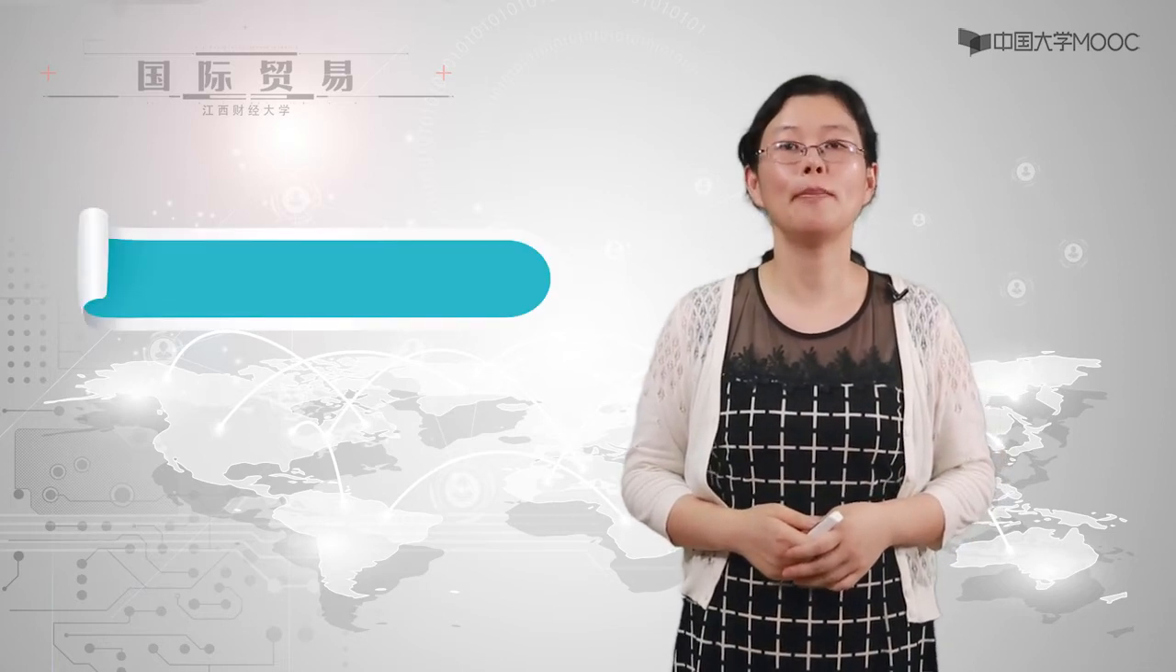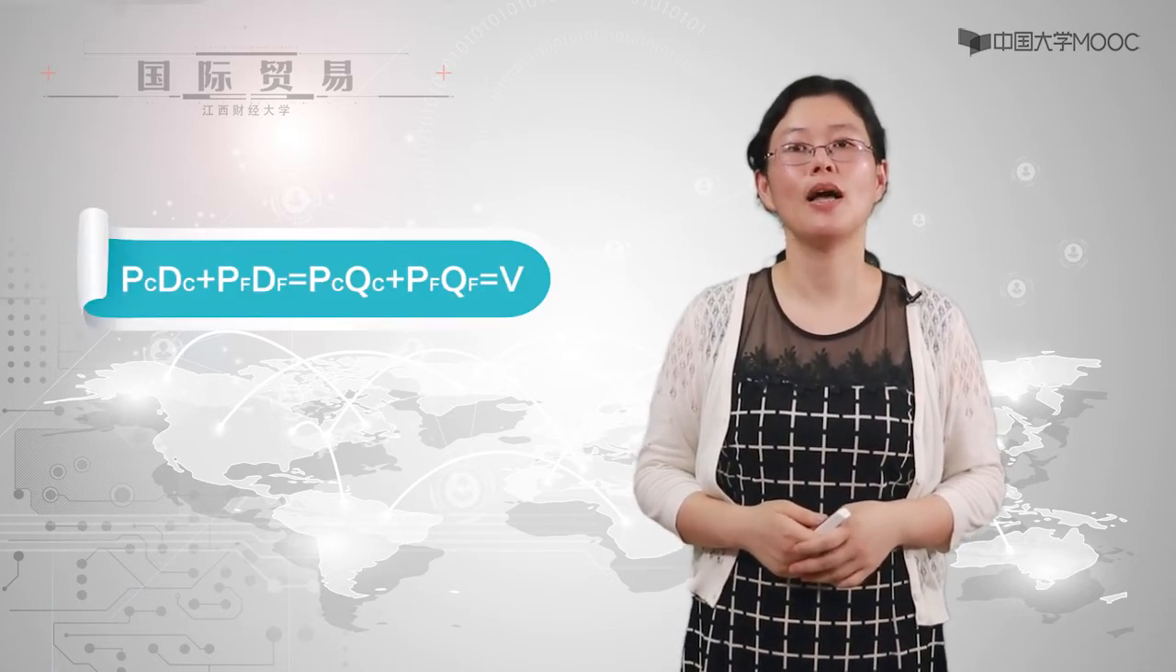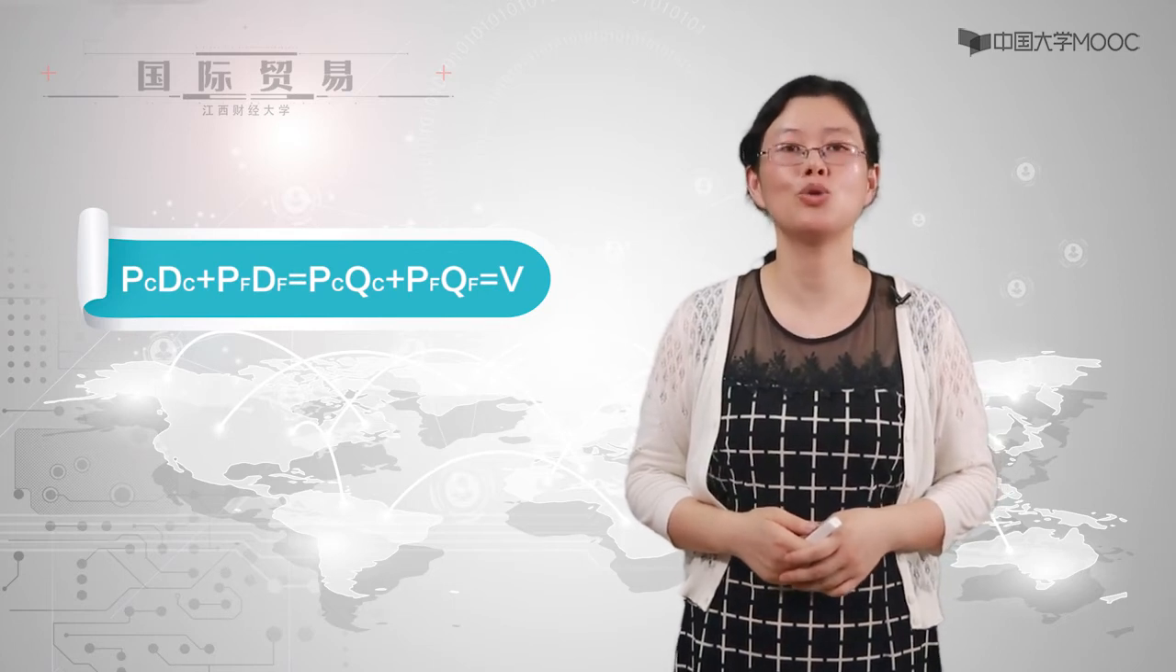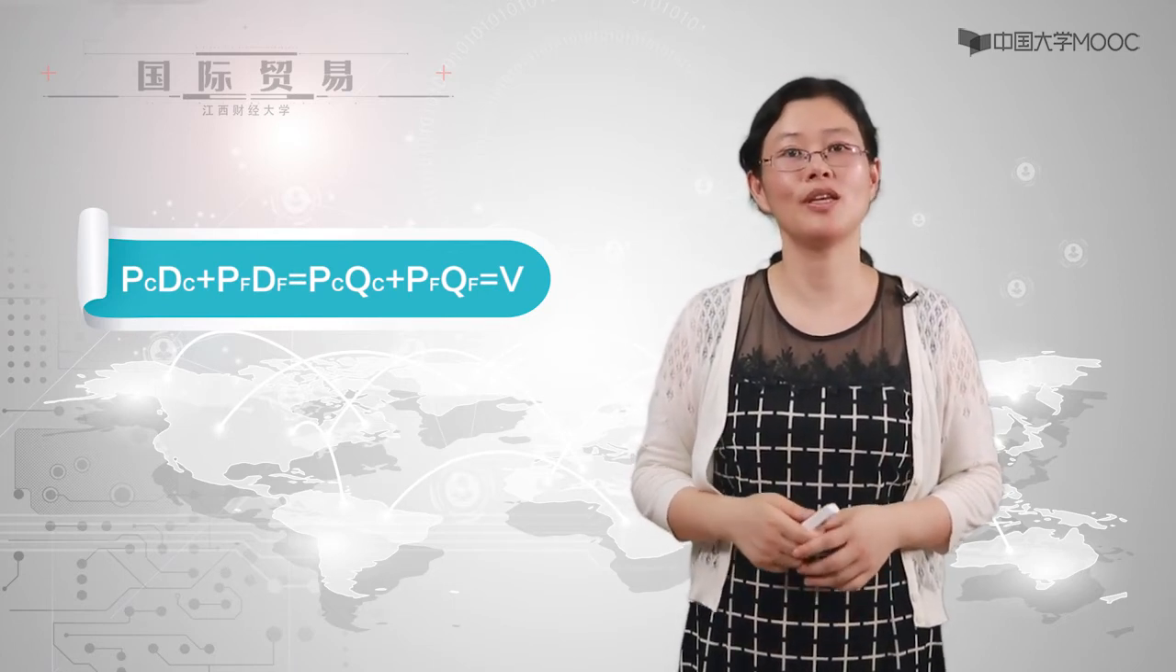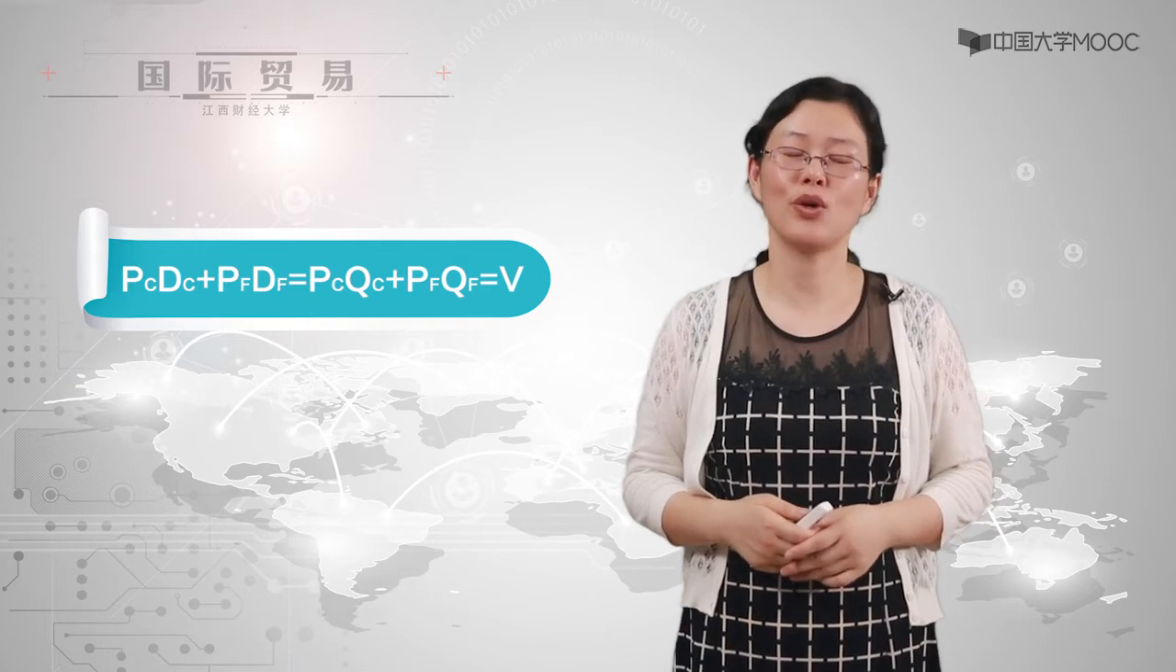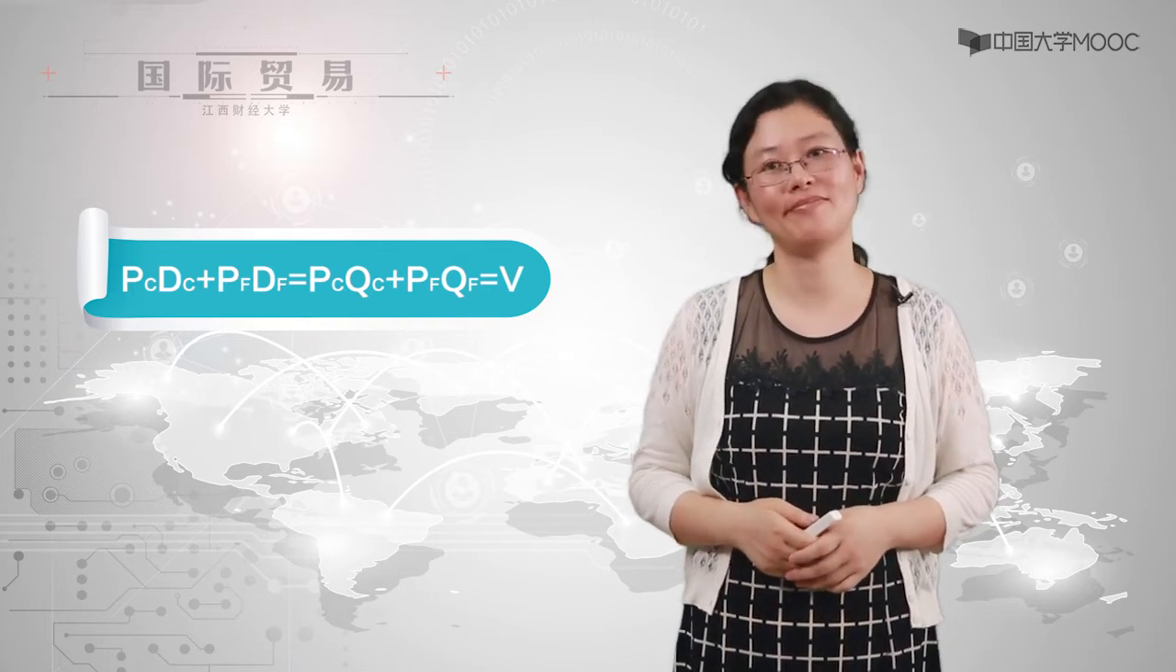The value of an economy's consumption equals the value of its production. We can use the equation PC DC plus PF DF equals PC QC plus PF QF equals V to reflect it.